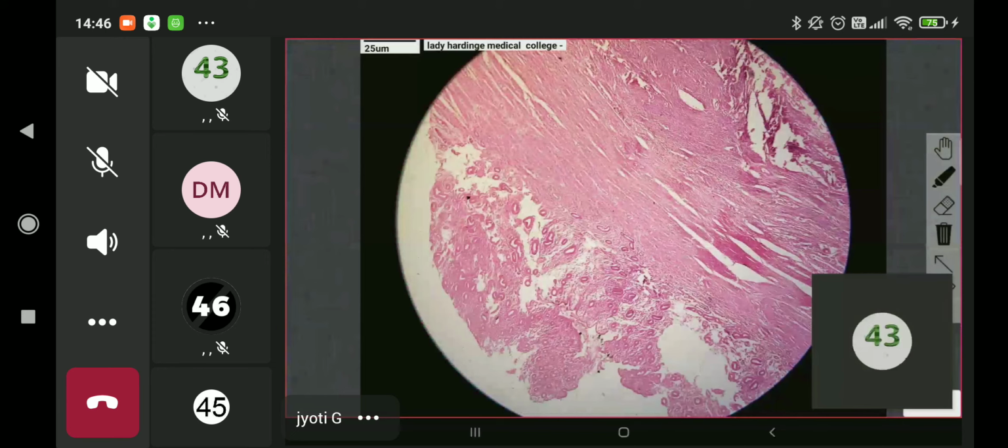Girls, is anything visible on your screen? My second device has logged off. That's why I can't see. Yes, ma'am. What is visible?